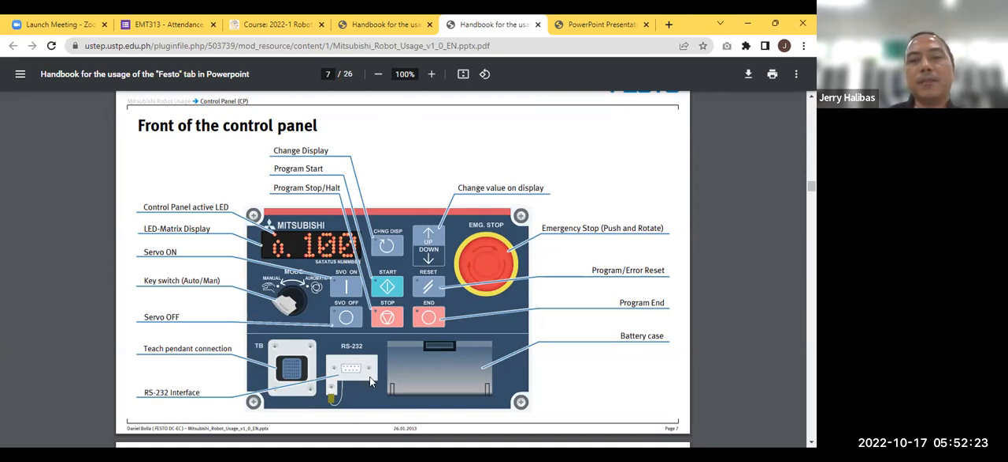Then the RS-232 for the communication. And we have here a battery, similar to the motherboard battery in a computer, but not the same size. I forgot its size, but it's bigger than AA. It's a lithium ion type, but it's not an 18650 battery. But it belongs to the lithium ion family. Okay, the emergency stop and so on and so forth.